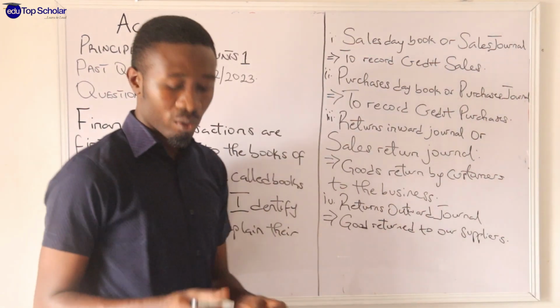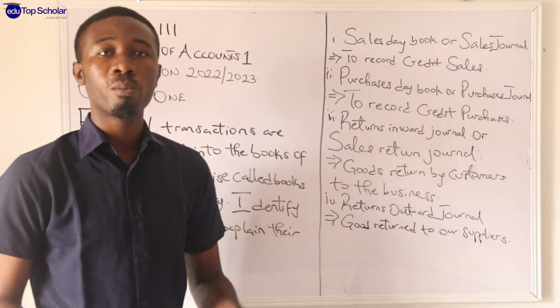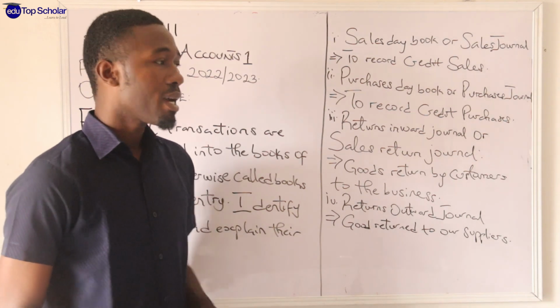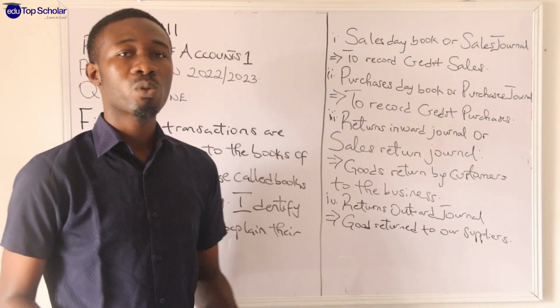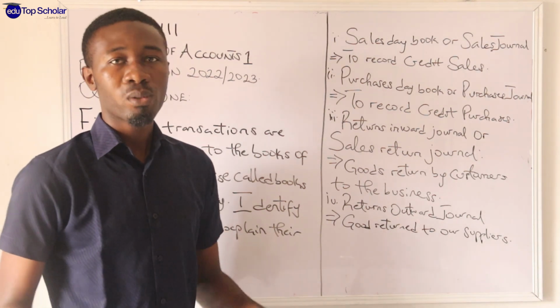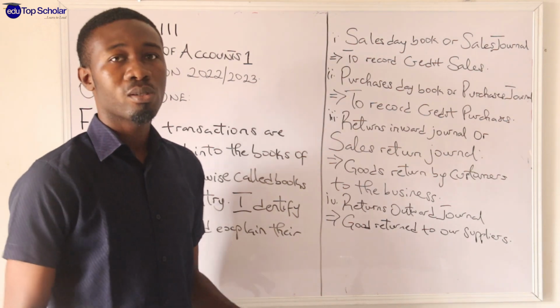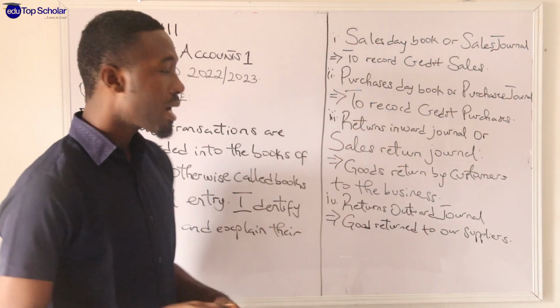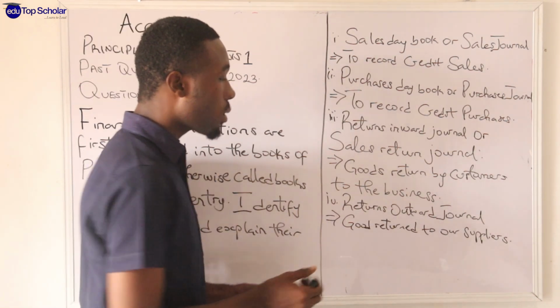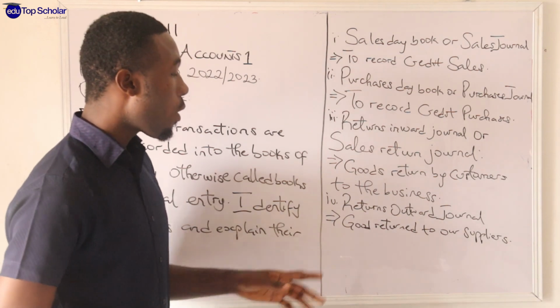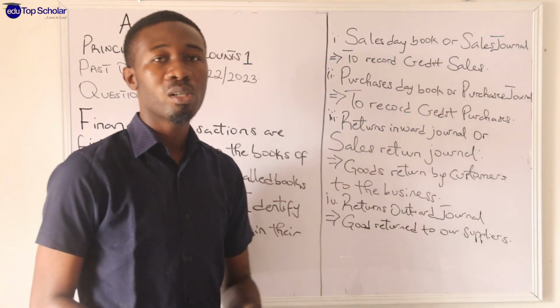So like the example I also gave, if we bought something from our suppliers and then part of those items were bad or were faulty and we returned them back to the suppliers, such transaction will be recorded in our returns outward journal or returns outward day book.